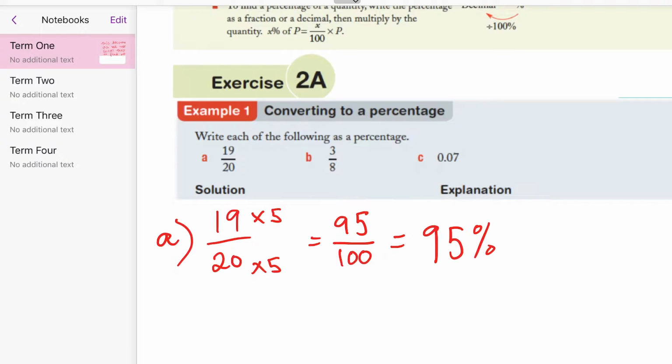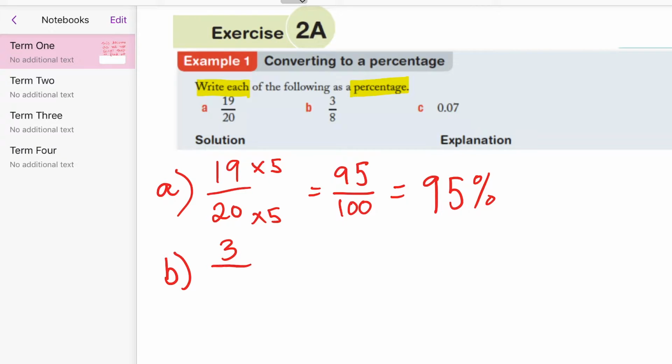Remember, the question has asked us to write each of the following as a percentage. So if the fraction's nice and easy that way, and you can see that you need to times it by 5 or whatever number needs to be times to make it 100, that's fine. But if we now look at B, which is 3 over 8, 8 is a little bit trickier to make to be 100. Now you can actually do it by multiplying it to be 1,000. Just makes the process a little bit longer. So you could multiply 8 by 125 to get it to be 1,000.